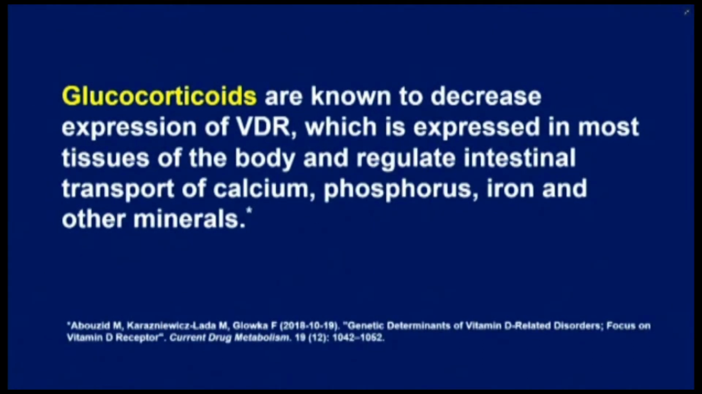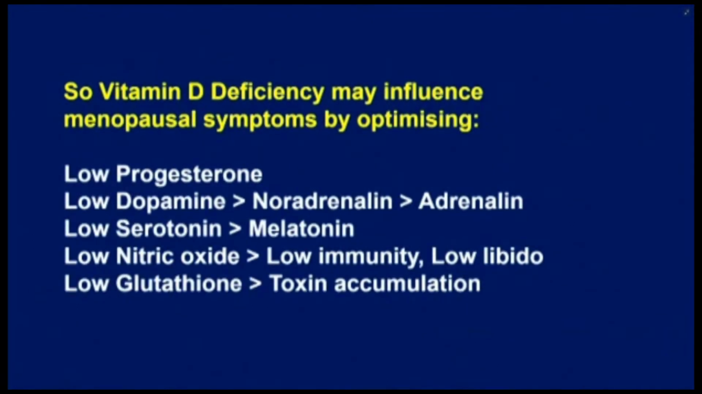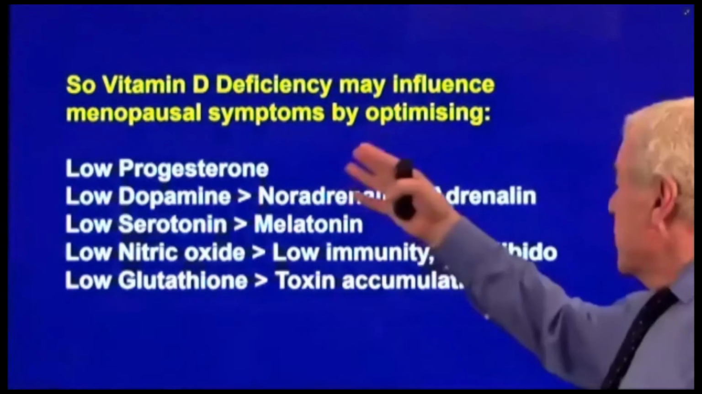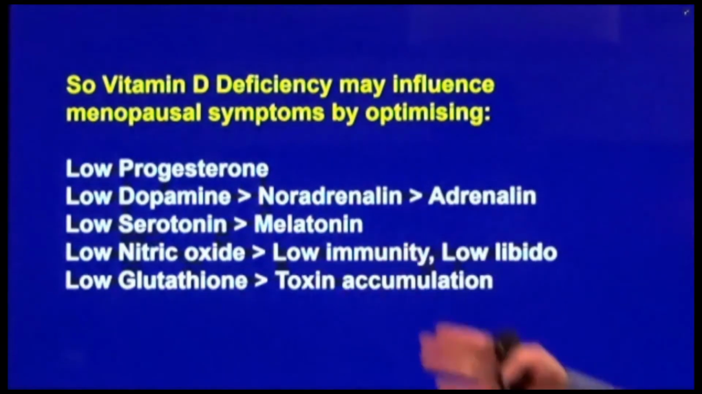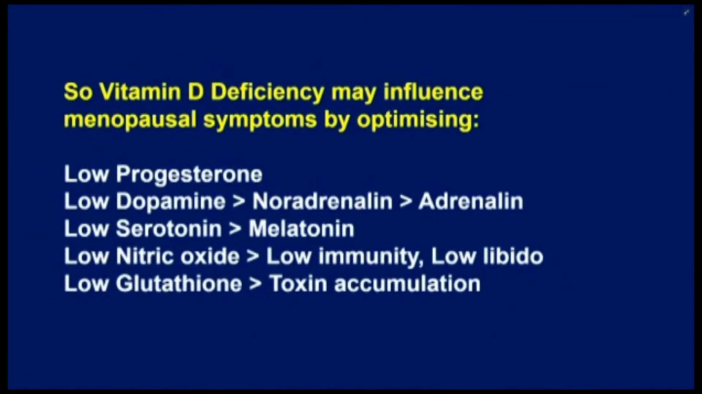Glucocorticoids, in other words cortisol, are known to decrease the expression of the vitamin D receptor, which is expressed in most tissues of the body and regulates intestinal transport of calcium, as we know. But vitamin D also regulates phosphorus, iron, and many other minerals, probably magnesium and possibly zinc as well. So vitamin D deficiency may influence menopausal symptoms by optimizing low progesterone levels, low dopamine levels, low serotonin levels, low nitric oxide levels, and low glutathione levels. So you can see why vitamin D is such an important component to look at for perimenopausal and postmenopausal women.